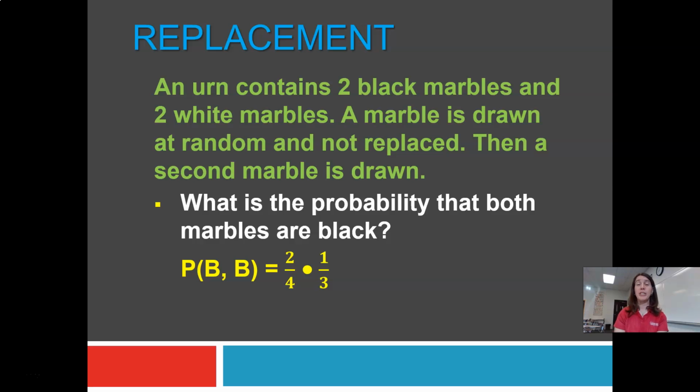Again, I usually like to reduce first. So my 2 over 4, again, reduces to 1/2. So 1/2 times 1/3 gave me 1 over 6 for the final answer. Of course, you can multiply first. That's 2 over 12, and 2 over 12 also reduces down to 1/6.